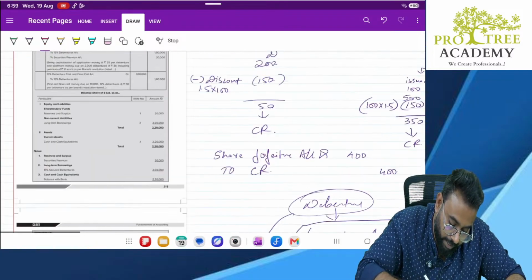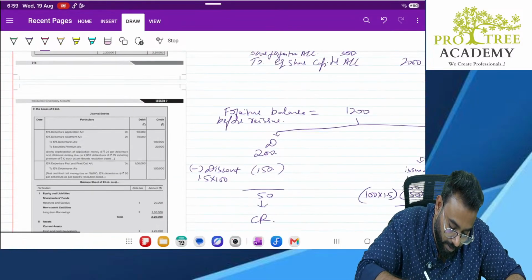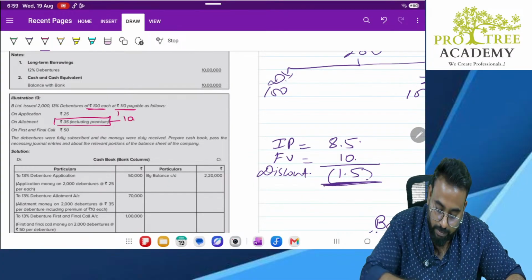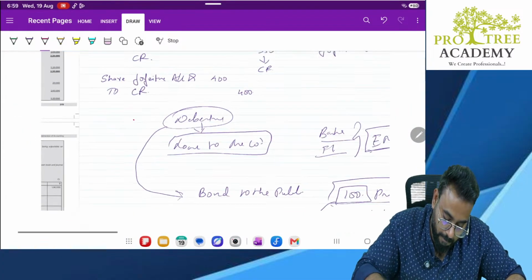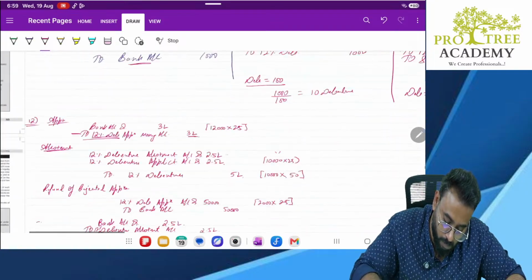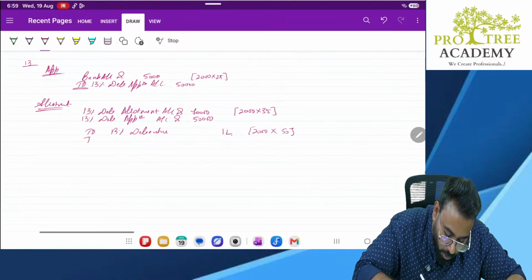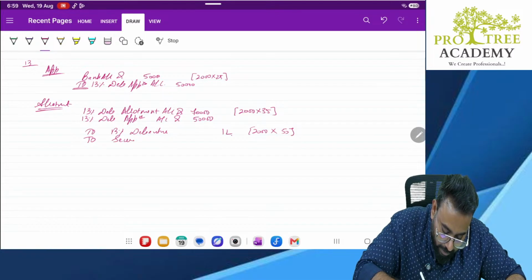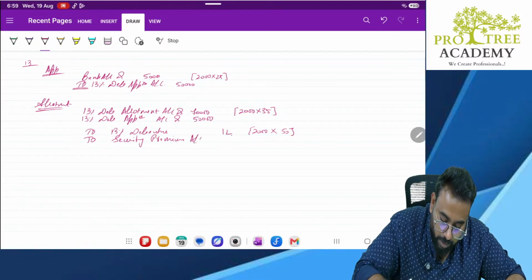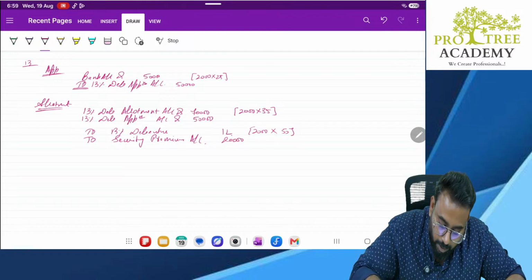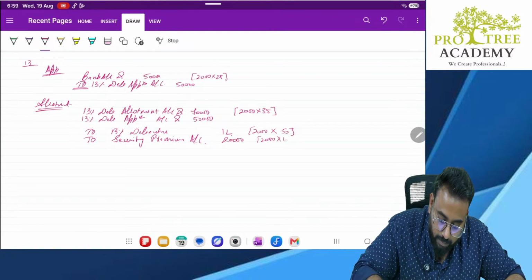Here 100 issued at 110. So here including premium, this 10 rupees. Okay. That balance will go to securities premium account. How much? 20,000. That is nothing but 2000 into 10.